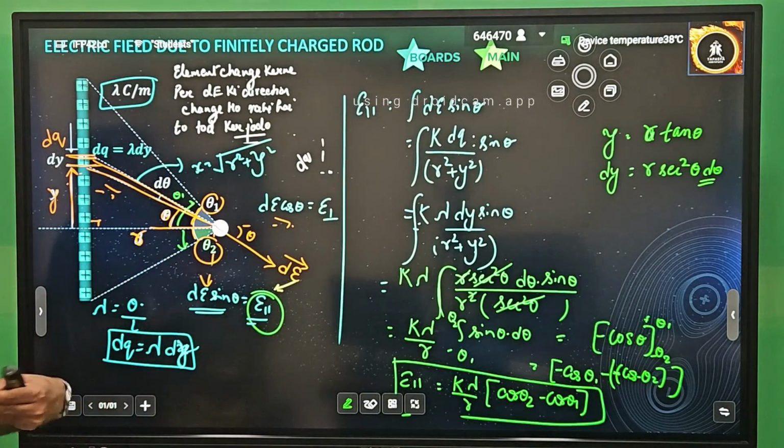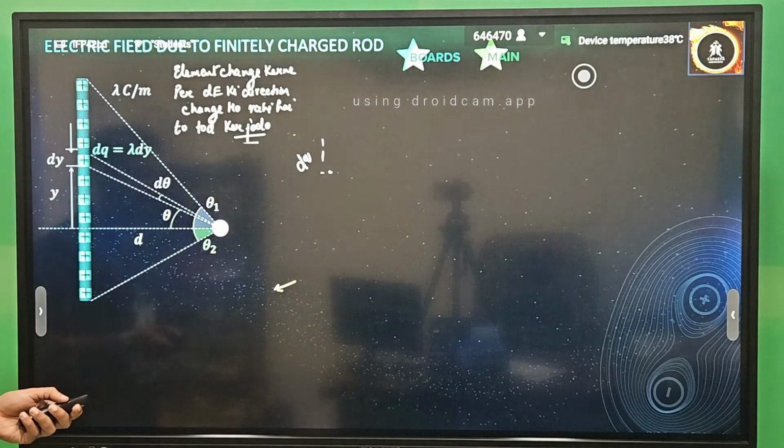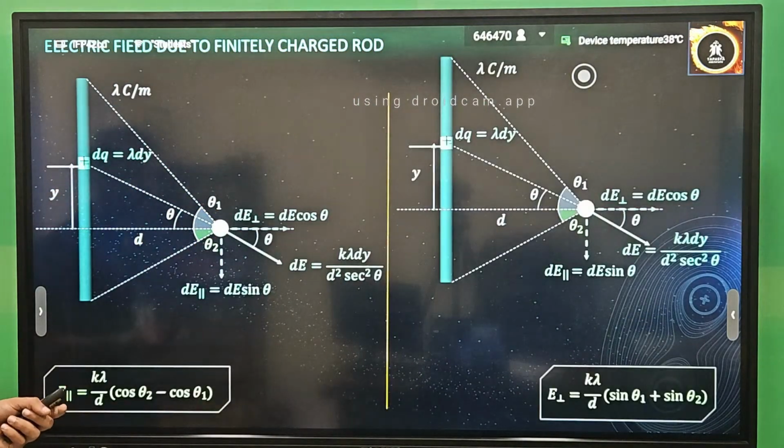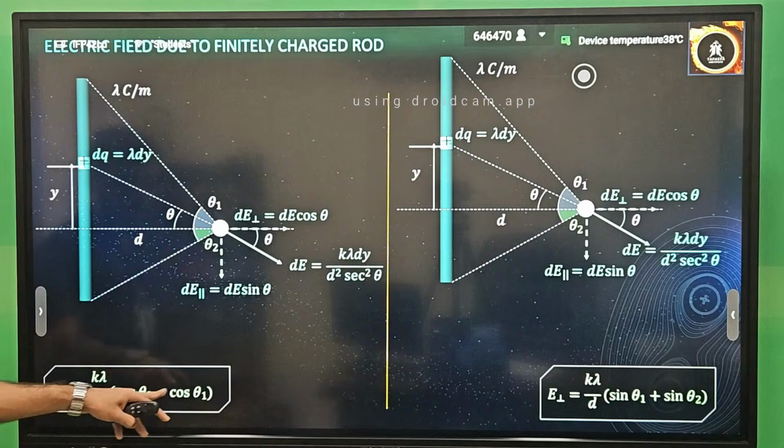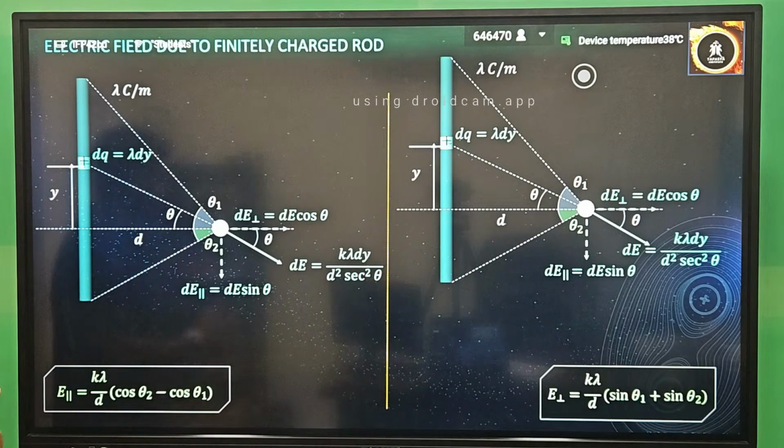Please try to solve it, do it by yourself only, then you will understand, 2-3 times. Easy integration. There is nothing much complicated. You can see k lambda by, and here they have written d, but mostly it is referred to as r. So write r: k lambda by r times cos of theta 2 minus cos of theta 1. This is the one part.